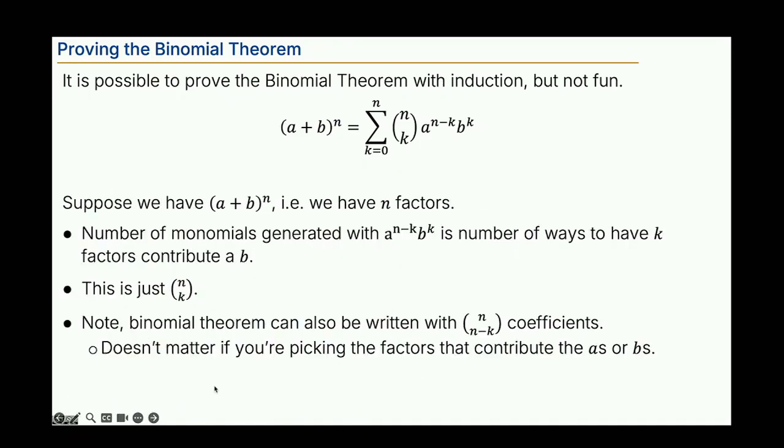Okay, so just generalizing from there, if we think about each factor as contributing an a or a b, then if we want to know the number of monomials that exist that have a b to the k, then we just do n choose k. Okay? Because we're just saying how many different ways are there that k factors chose to give us a b.